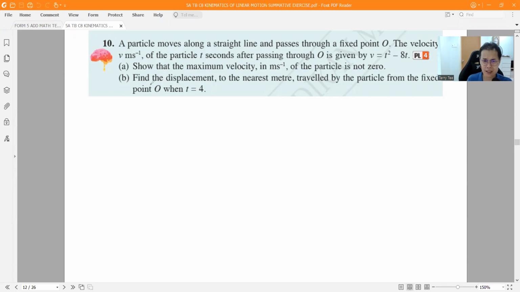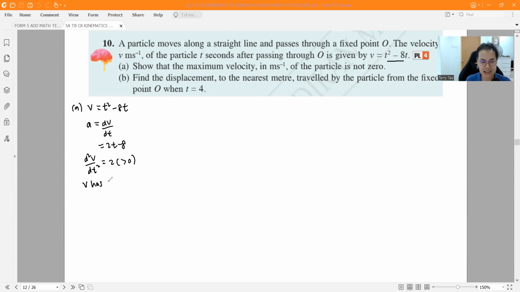Now this one is very confusing for some people, because they ask for maximum velocity. When you get this graph, this is a quadratic function. It doesn't have a maximum. It has a minimum, right? But if you want to answer the question properly, maybe we should say a is dv/dt. When you differentiate, you get 2t minus 8. And when you do a second order differentiation, you get 2. So it's more than 0. When it's more than 0, that means v has a minimum value, but it doesn't have a maximum value. So v does not have a maximum value.